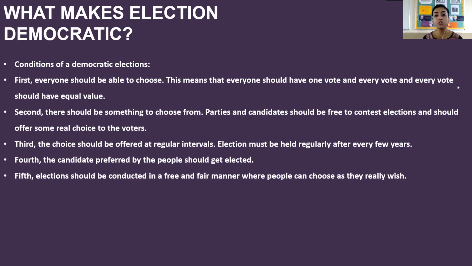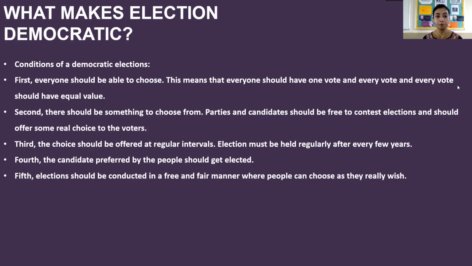Thirdly, the choice should be offered at regular intervals. As I said, in India, we conduct elections after every 5 years. So if it happens that you voted for a wrong person, you wait for the 5 years, and after the 5 years are over, we can remove that person from that particular position. So it gives us the opportunity to even change that person at regular intervals.